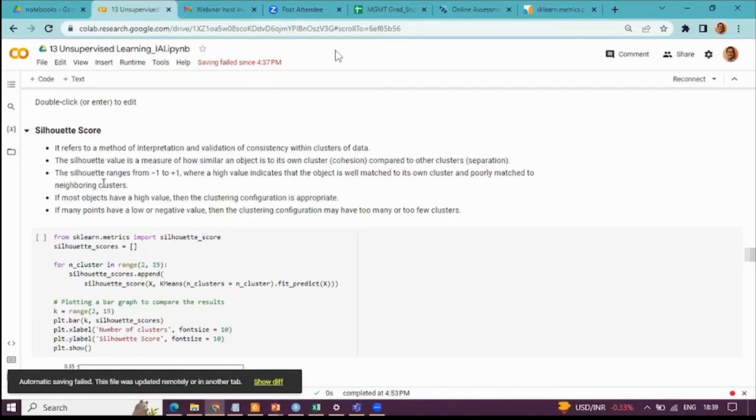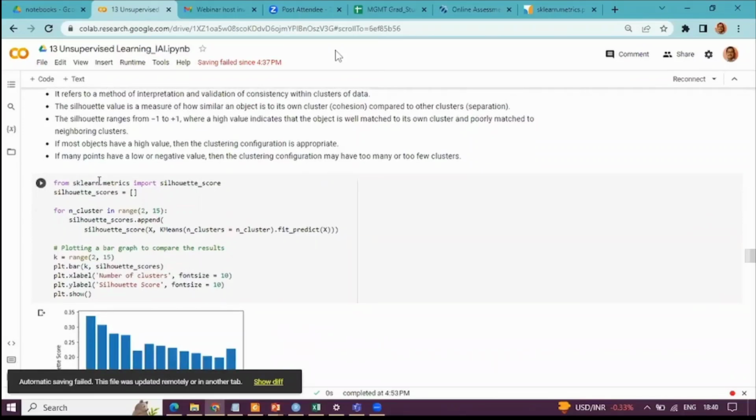If most objects have a high value, then the clustering configuration is very, very appropriate. So basically, if you are looking at the majority of the observations or clusters, and we could see that the value is very close to 1, then we can very well say that the clustering has been accomplished quite comfortably. Whereas if they have a very low or a negative value, then probably within the cluster distance is very, very high, and between the cluster distances are very much negligible.